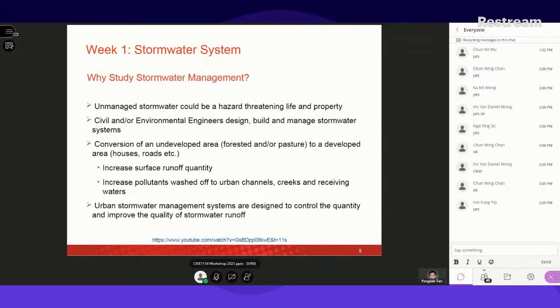So we can see uncontrolled stormwater runoff has many impacts on humans and the environment. For example, flooding. It could cause damage to public and private properties. So in cities, the surface runoff is normally on impervious surface, so it cannot drain away quickly, which will result in flooding.